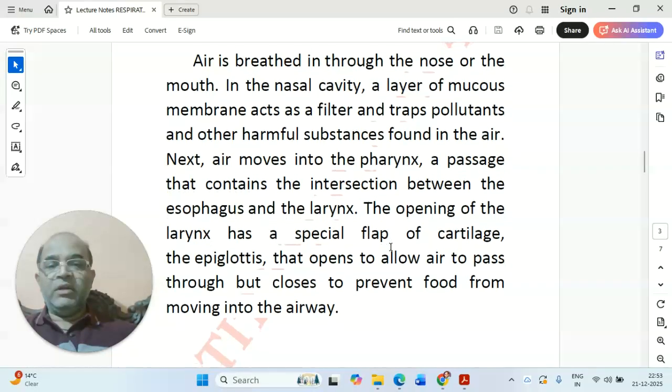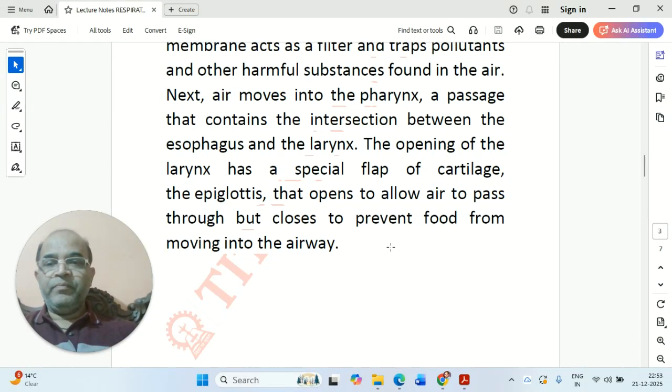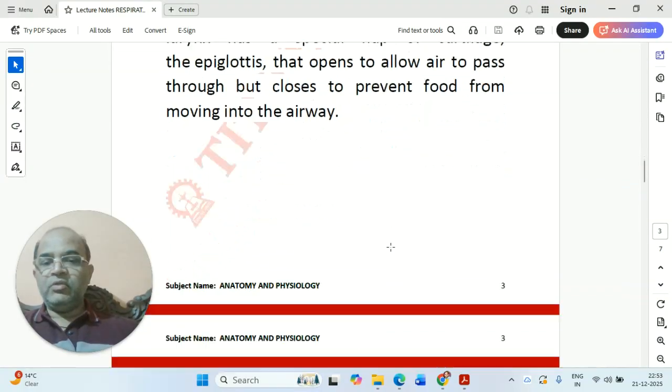Air moves into the pharynx, a passage that contains the intersection between the oesophagus and larynx. The opening of the larynx has a special flap of cartilage, the epiglottis, that opens to allow air to pass through but closes to prevent food from moving into the airway.